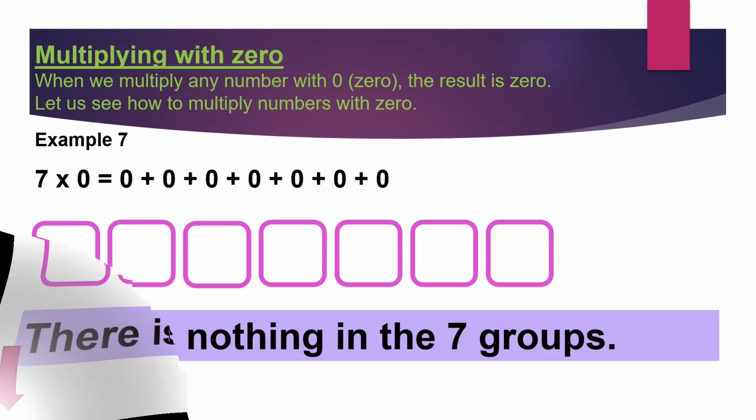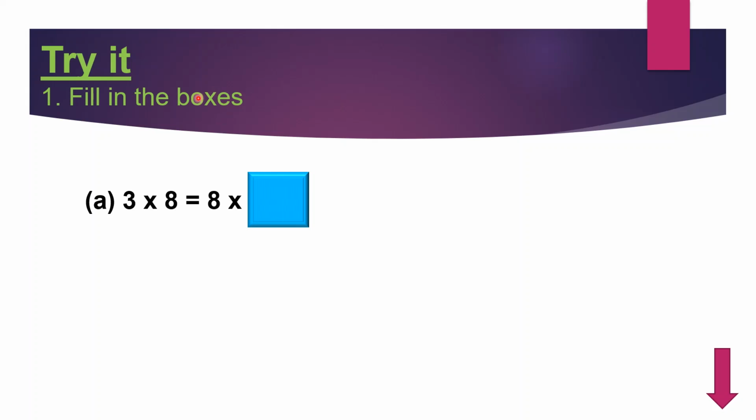So now we have here, try it. Number 1, fill in the boxes. We have here 3 times 8 equals 8 times 3.